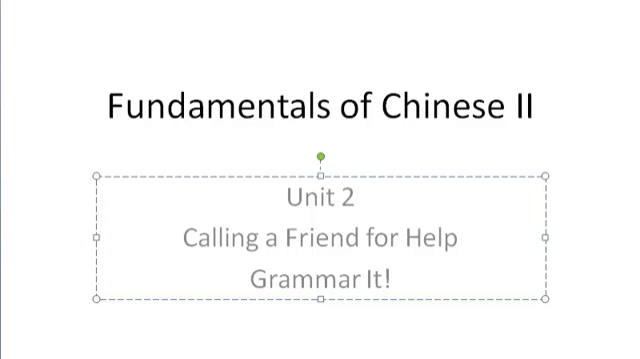Fundamentals of Chinese 2, Unit 2, Calling a Friend for Help, Grammar. Turn to pages 163 and 165 in your textbook. Have a pen or pencil ready to take notes.